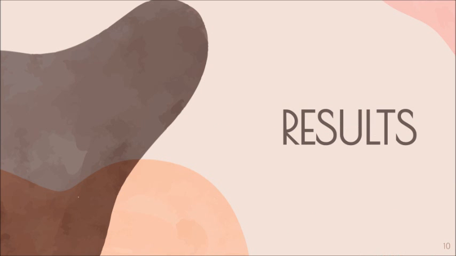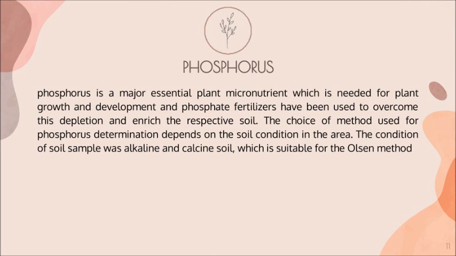Next is the results and discussion of this research. Here's the result for phosphorus. Why is it important to determine the concentration of phosphorus? It is because phosphorus is a major essential plant nutrient which is needed for plant growth and development. However, extensive cultivation of vegetables and other crops along with natural hazards cause depletion of natural phosphate content in the soil. Therefore, phosphate fertilizers have been used to overcome this depletion and enrich the respective soil.